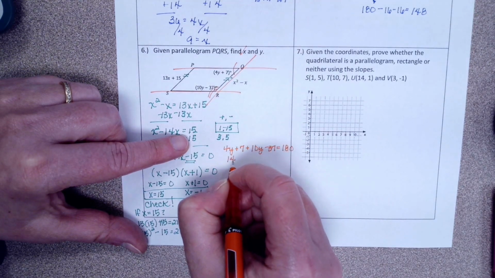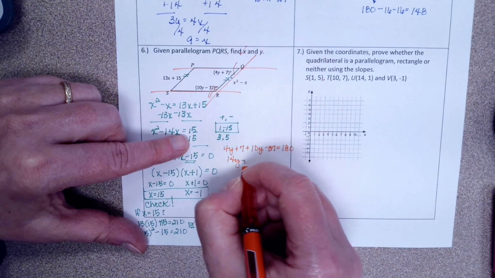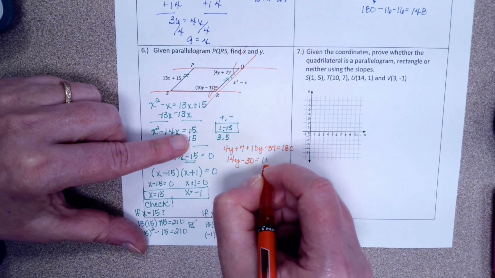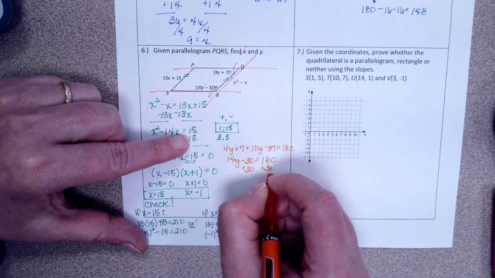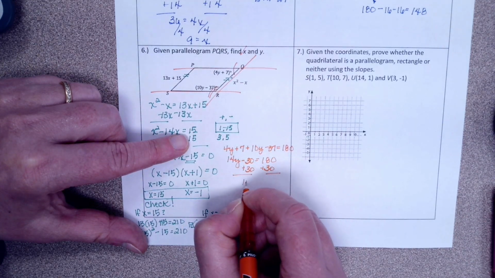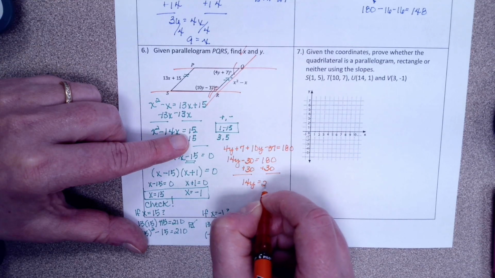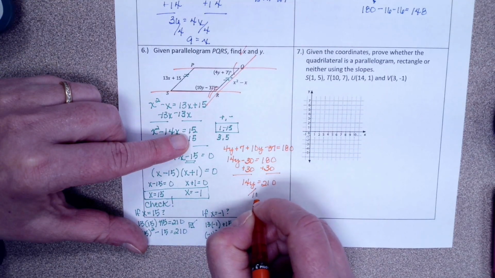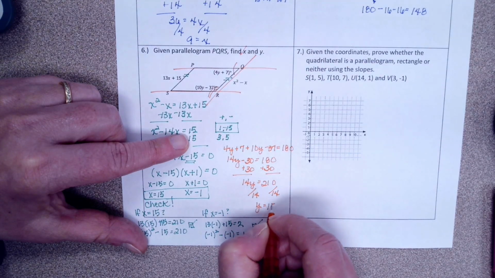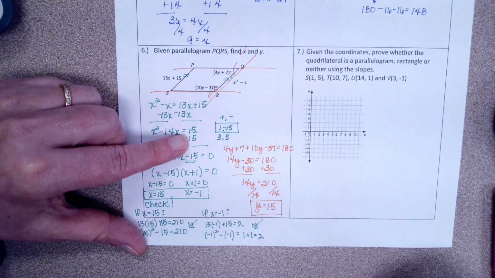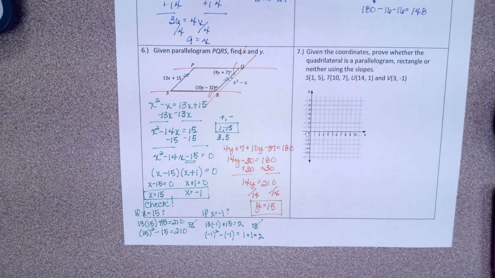So we're going to combine like terms. 14y minus 30 is going to be equal to 180. And then if we add 30, 14y is going to be equal to 210. And if we go ahead and divide, y should be equal to 15. And we can absolutely substitute that back in, but again, it's a positive value, so I have no reason to doubt that it would work.